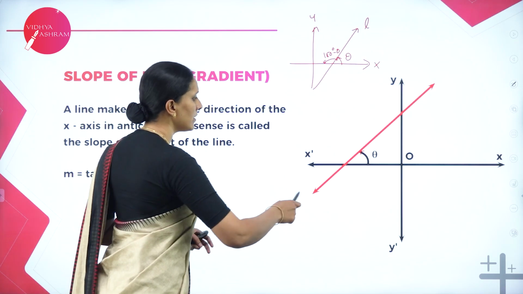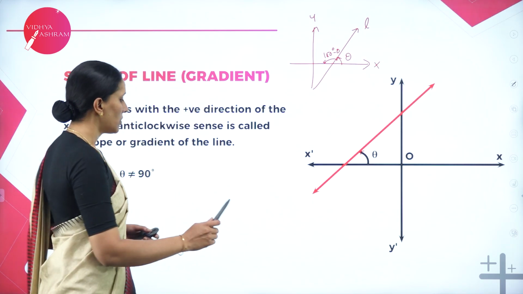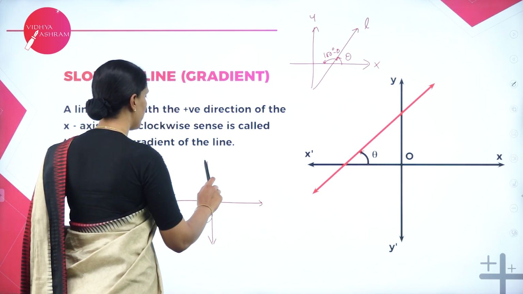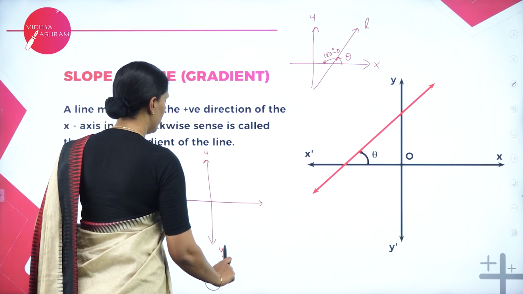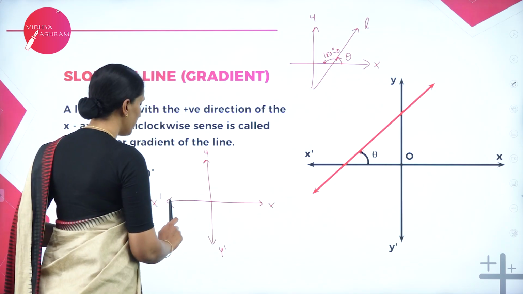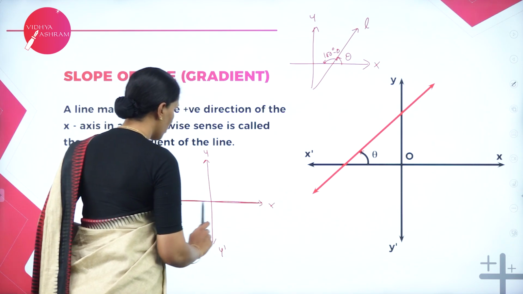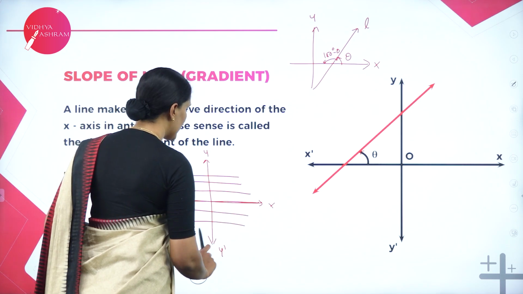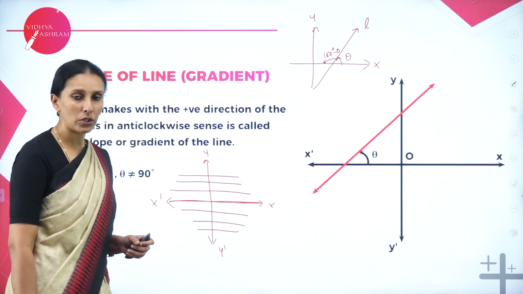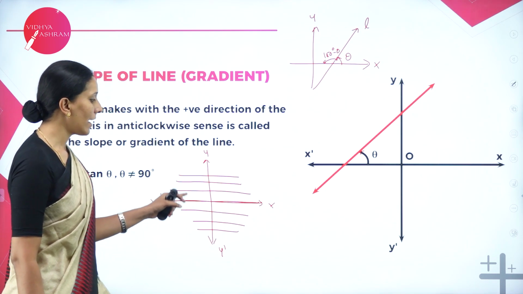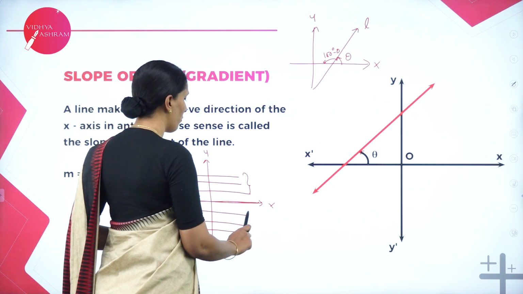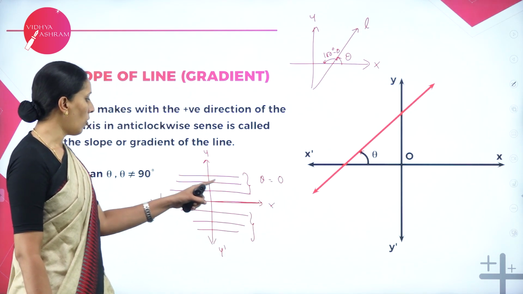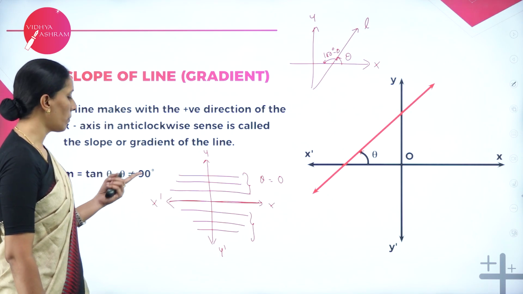Now suppose this is a line which is intersecting the x-axis. If this is your x-axis and this is the y-axis, consider a line which passes on the x-axis or is parallel to the x-axis. When I say parallel to the x-axis, they never meet. So that means the angle of inclination for these types of lines, theta, will be equal to 0. Hence, the slope m is equal to tan theta, and tan 0 becomes 0.